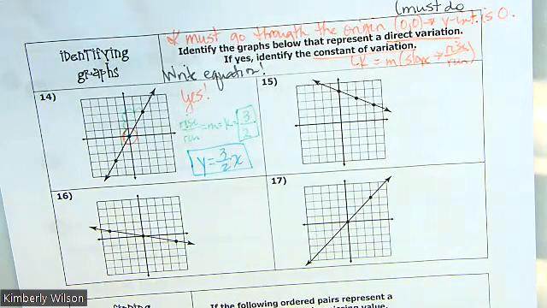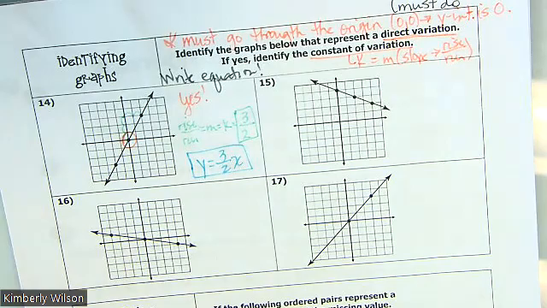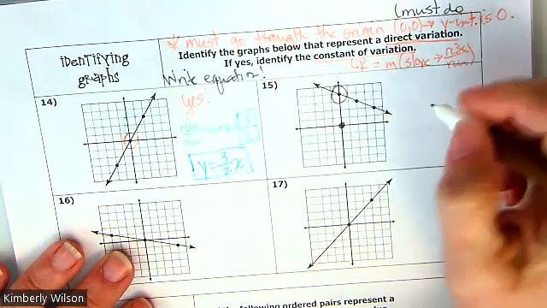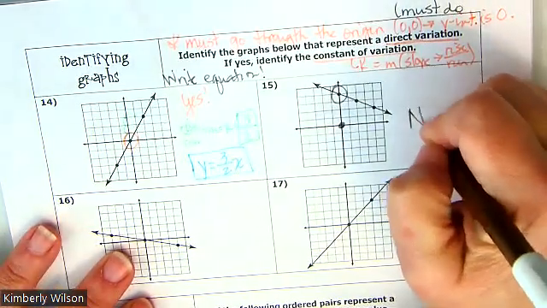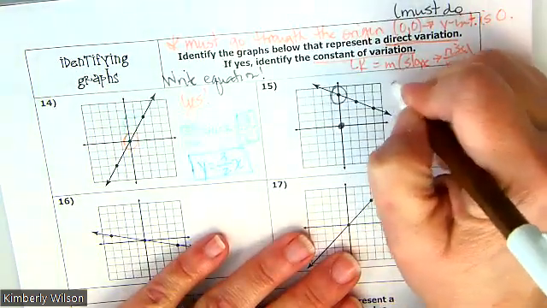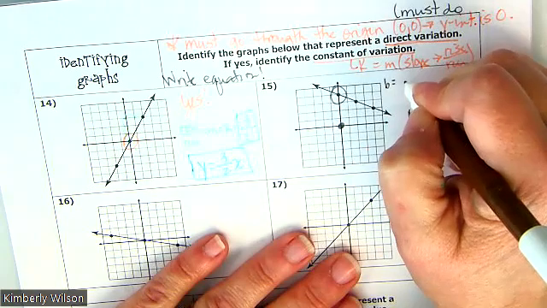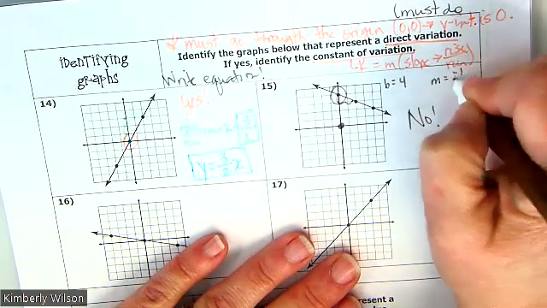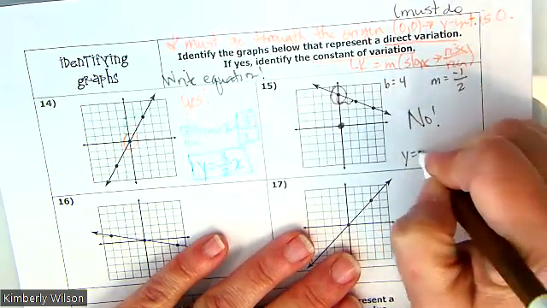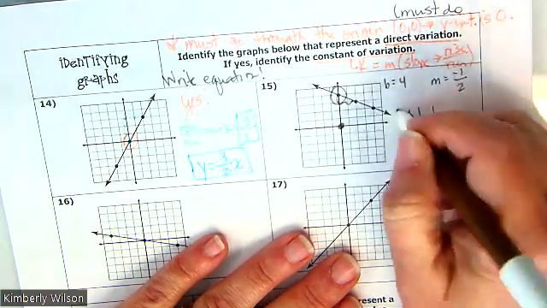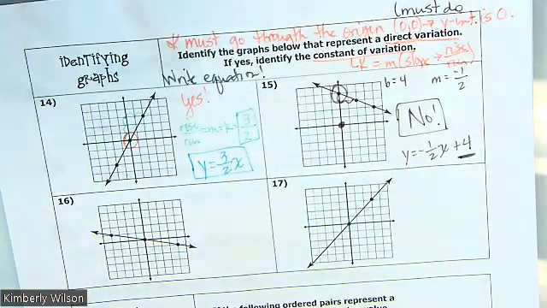Next example. Well, if I look at number 15, right off the bat, this does not go through the origin. So therefore, this is not a direct variation. The actual equation for this is going to be, well, my b is equal to 4. My slope is down 1, so it's negative 1 over 2. So my equation for this is y equals negative 1/2 x plus 4. It's got that plus 4, so that further confirms this is a no.